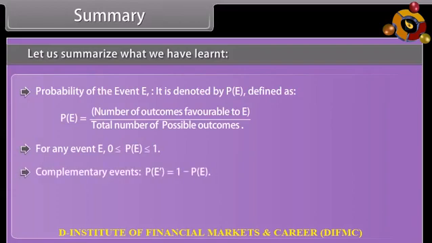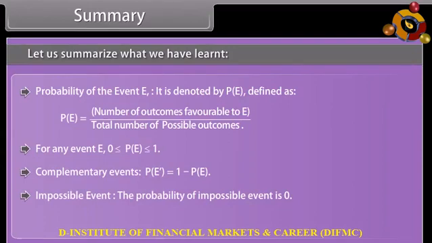Complementary events: P(not E) is equal to 1 minus P(E). Impossible event: the probability of an impossible event is 0. Sure event: the probability of a sure event is 1.